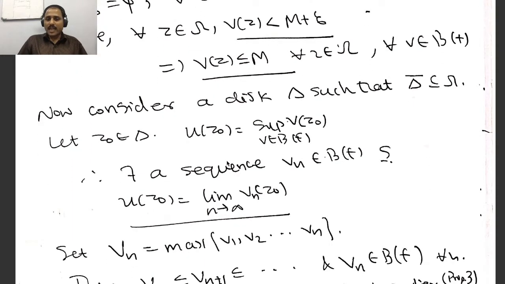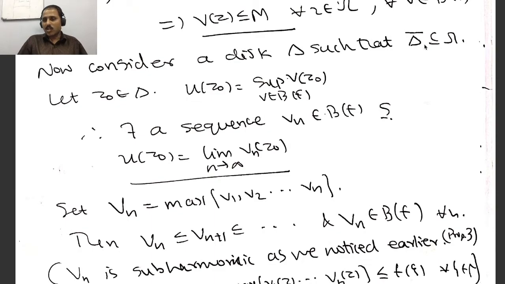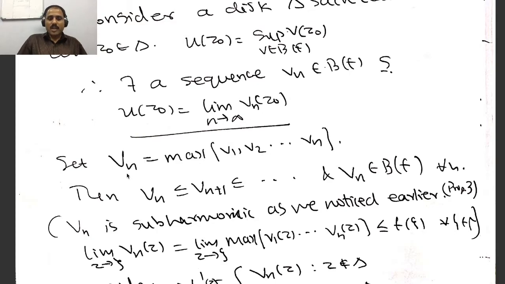Now we consider a disk delta such that delta closure is fully contained in omega. Let Z0 belong to delta. U Z0 is the supremum of V Z0 with V belongs to Bf, because U is defined like that. Therefore, there exists a sequence Vn in Bf such that U Z0 is the limit of Vn Z0. Now capital Vn is the maximum of V1, V2 up to Vn. Then capital Vn is less than or equal to capital Vn plus 1, etc. It's an increasing sequence, and capital Vn belongs to Bf.